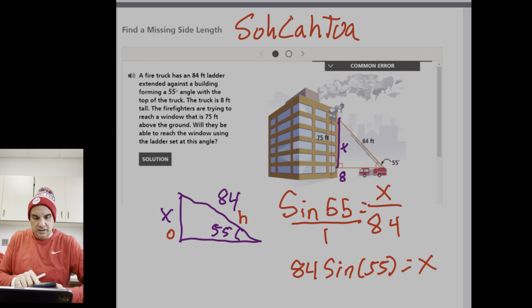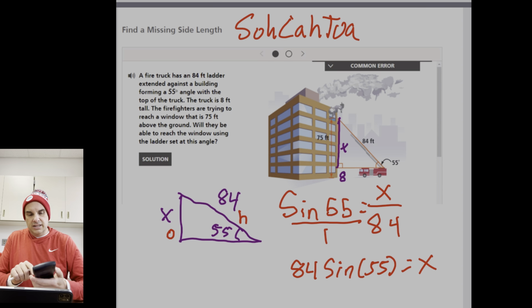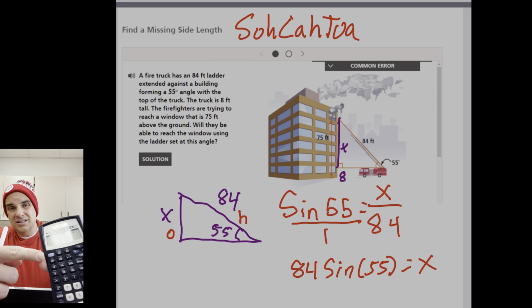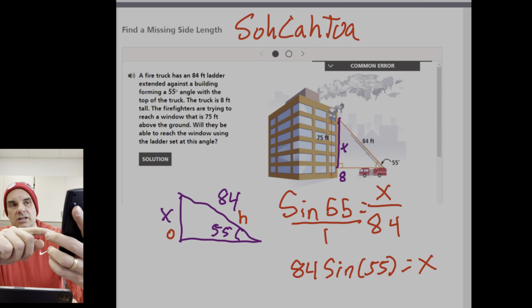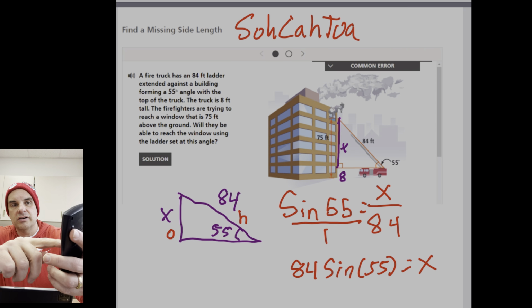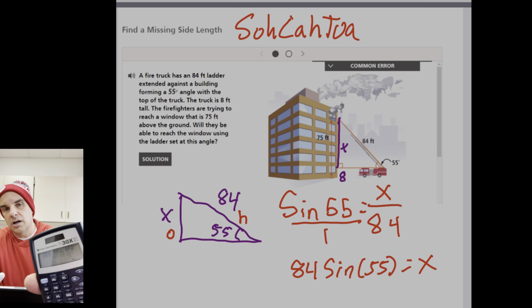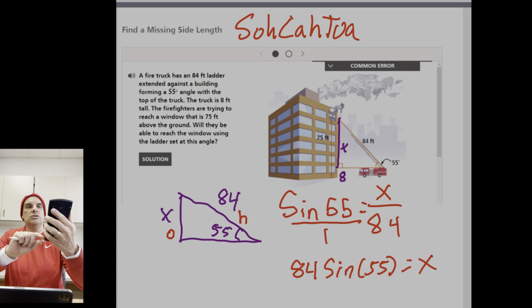So we're going to turn on our calculators. And the first thing we're going to do is hit the DRG button. It's backwards, but that button right there. You need to make sure that you're in DEG mode. You have to be in degree mode. If you're in rad or gradians, you're going to get the answer wrong. So make sure you're in DEG mode.